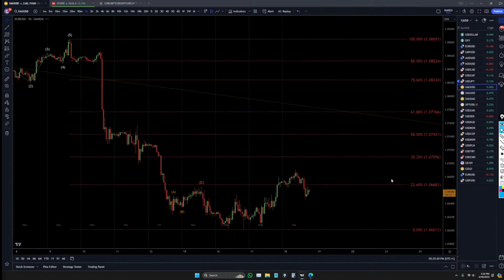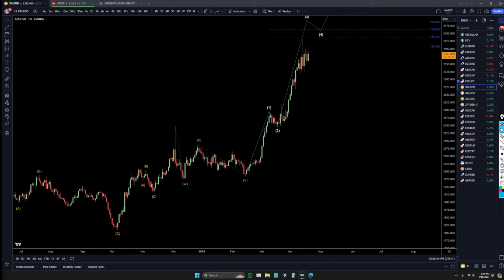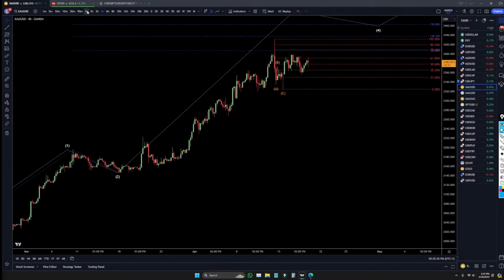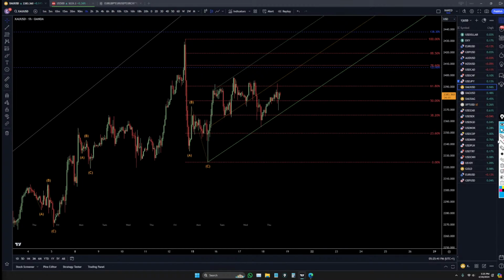Let's check out gold. What happened with gold today? I think it did a bear trap, is what happened. I definitely think gold did a bear trap. I think this is making some sort of ending diagonal type pattern. I think this is a one.